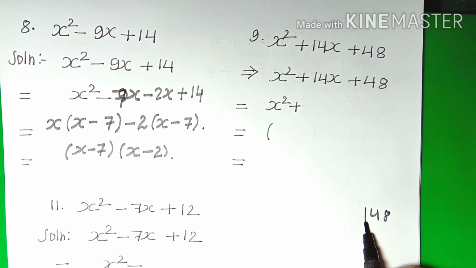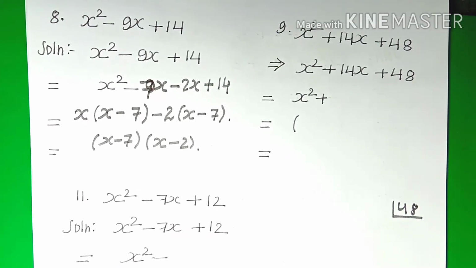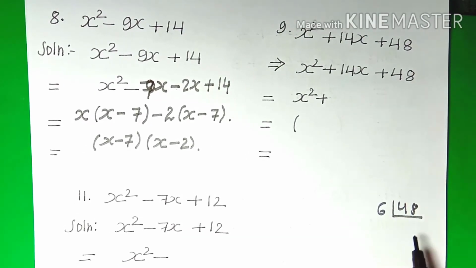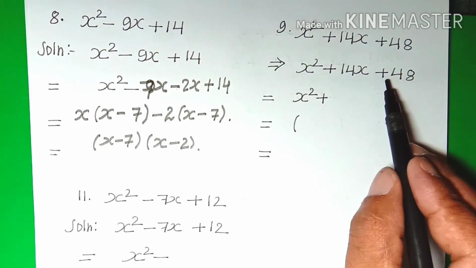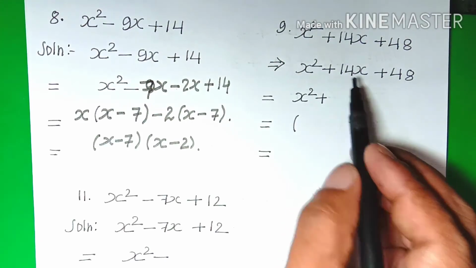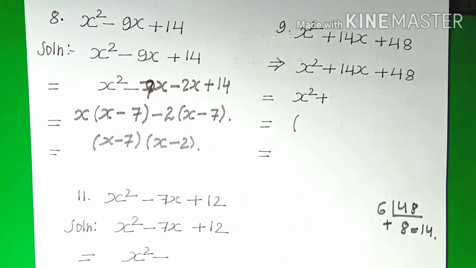Now you can take any table to check here. So we take the help of which table? Yes, that is the 6 table. 6 into how many times? That is 6 8s are 48. Now check with the help of the plus sign whether by adding these two terms we are getting 14 or not. So 6 plus 8 is equal to 14. That means I've got the factors here.